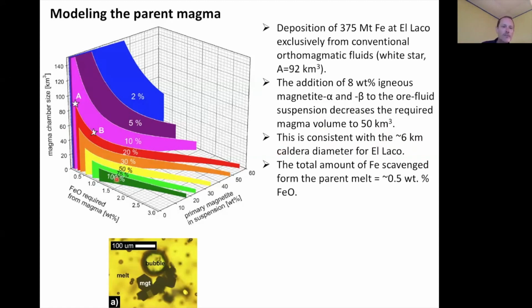And then importantly, notice the amount of FeO required from the magma or the melt. You don't need that much iron, right? You don't deplete the melt in iron. So if we source all of that iron from an andesitic melt, you only need about 0.5% FeO from the andesitic melt, and you get 375 million tons of iron, right? So it's amazing. Everything just seems to line up.